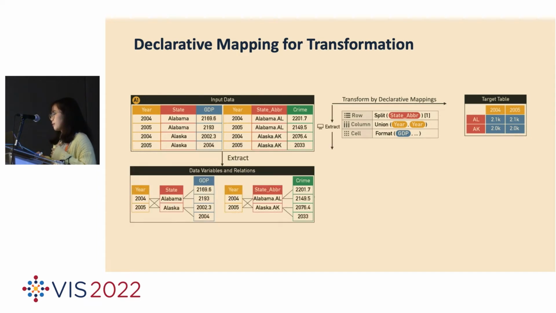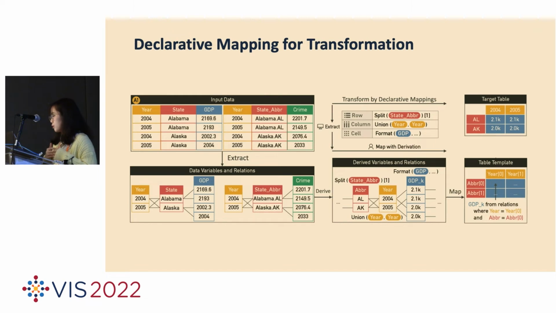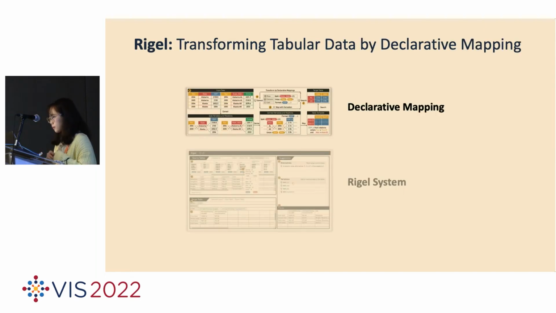It first extracts the data variables and their relations by scanning the whole import data. And then we map the data variables to row, column, and cell channels, as well as their data operations to compose the desired tables. And this step should be done by users through the interactions with our system, because they need to demonstrate their intent of the transformation. And finally, we search and place data values into the corresponding cells based on the relations to produce the tagged tables. So after knowing the underlying declarative mapping approach, we introduce how the RIGO system works.